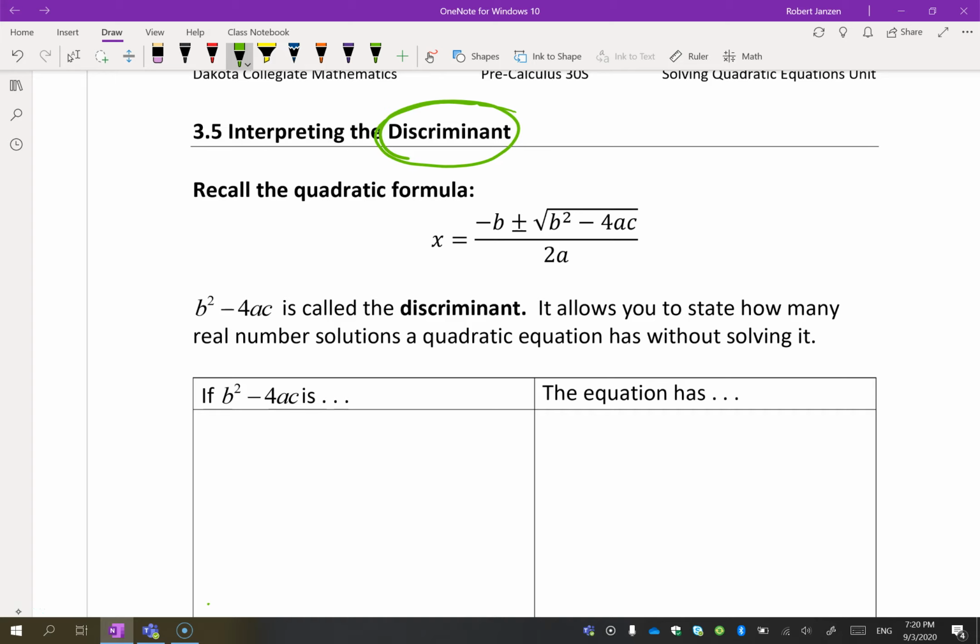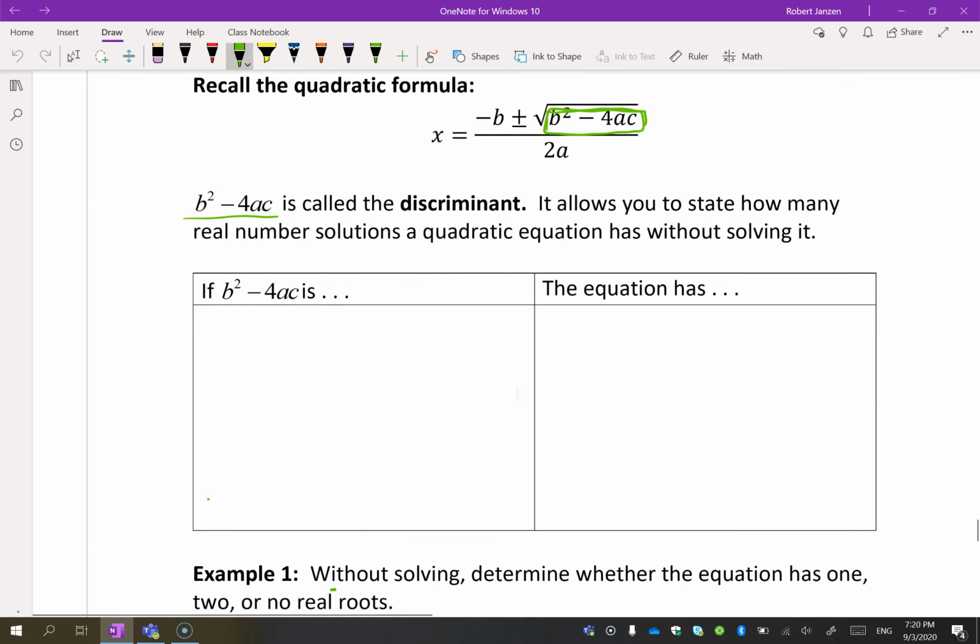The discriminant is this part of the quadratic formula right here. This part that's in the root, b squared minus 4ac. Okay, it allows you to state how many solutions and what kind of solutions. Okay, so let's take a look at an example.